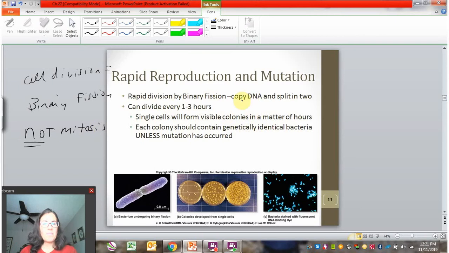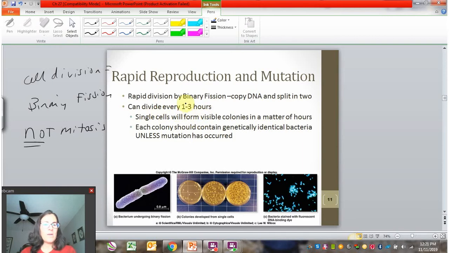The DNA is copied and the cell splits into two, but it doesn't involve a lot of the parts that mitosis has because bacteria don't have multiple chromosomes or linear chromosomes. They don't have microtubules. So a lot of the things that we see happening in eukaryotes is not happening in bacteria. Again, as I mentioned, it can be very, very quick.